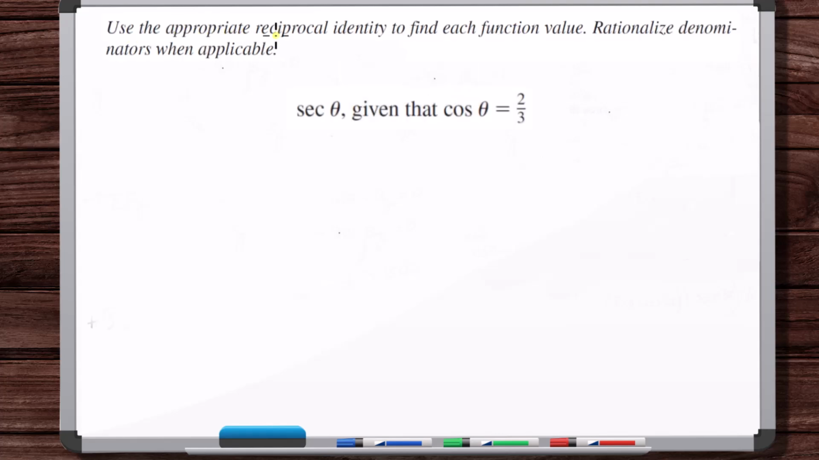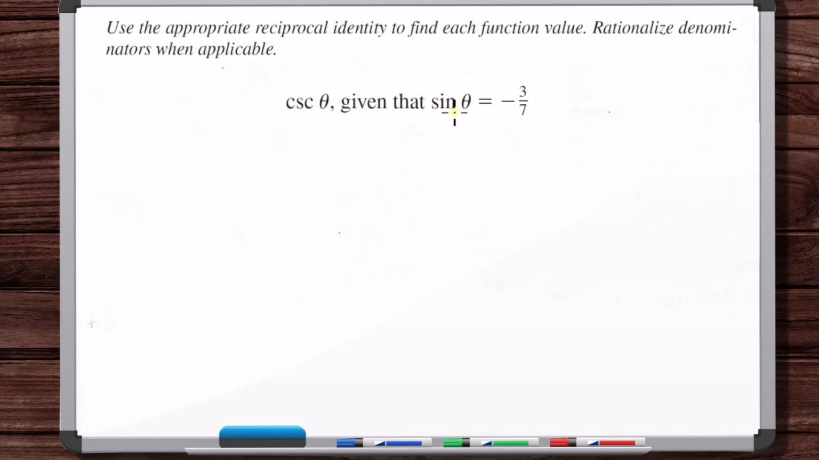Okay, use the appropriate reciprocal identity to find each function value. Rationalize the denominators when applicable. So yeah, this is easy. In the previous section, we didn't work examples just like this, but we found values of secant, cosecant, and cotangent by just flipping the sine, cosine, and tangent values that we evaluated. So if we know cosine theta is 2/3, then what is secant theta? Since secant is the reciprocal of cosine, secant theta is 3/2. Just flip it. It's the reciprocal.